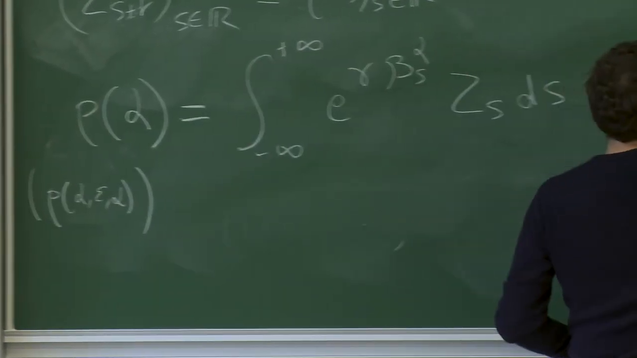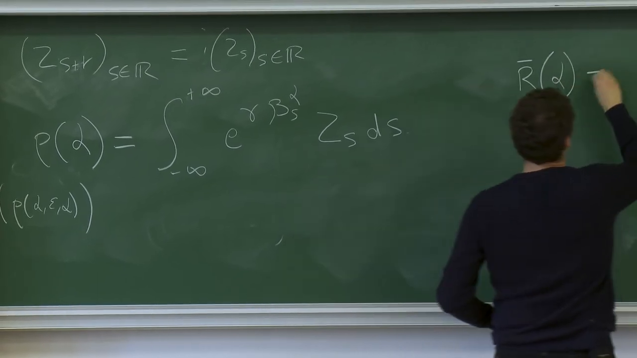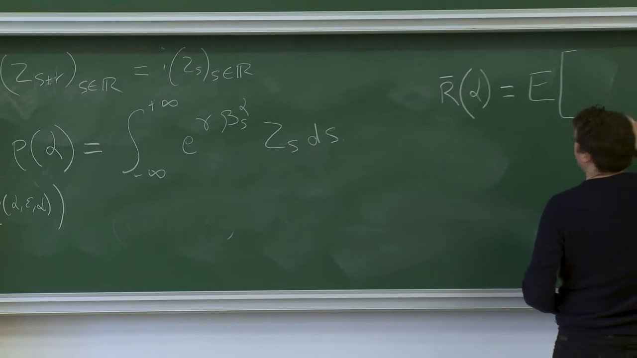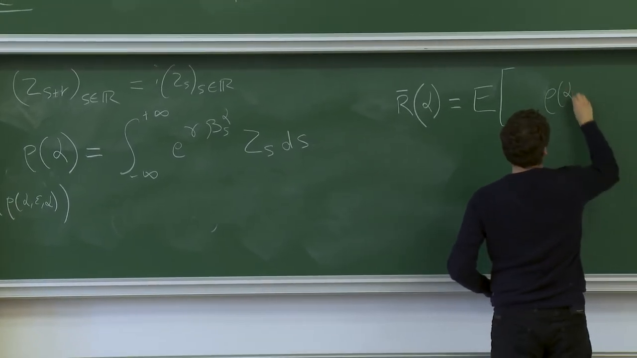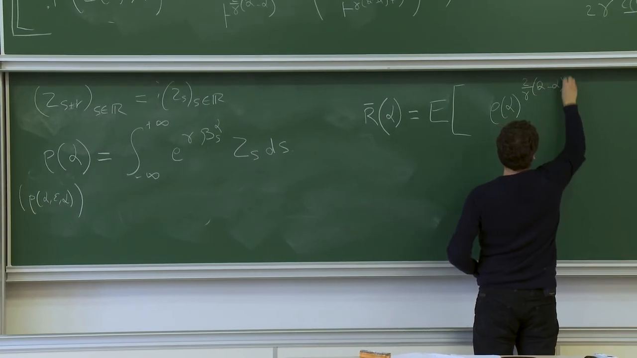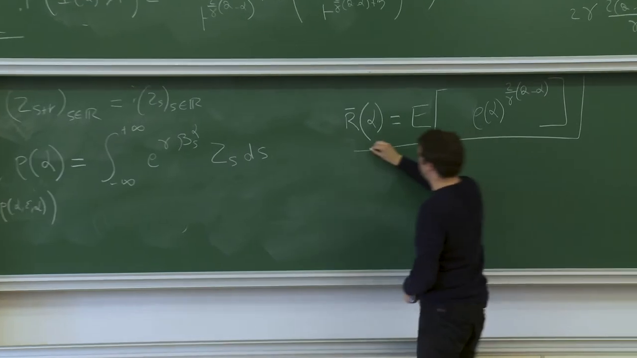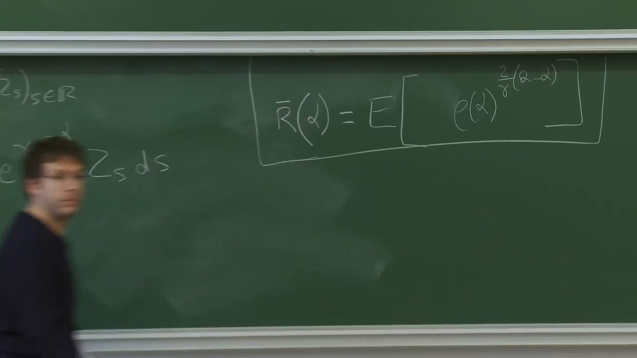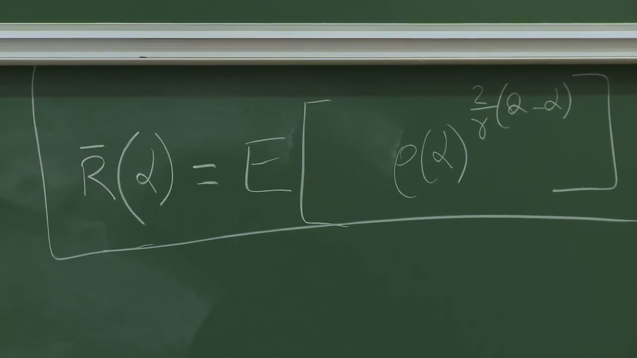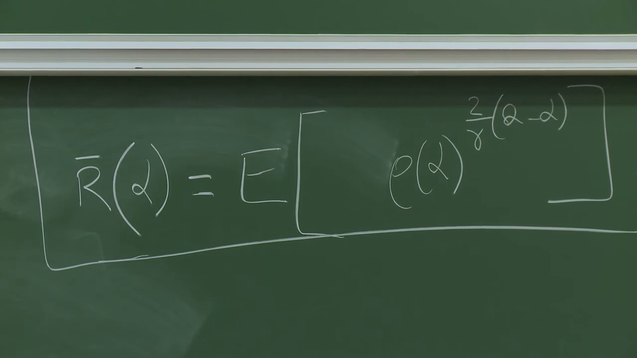R bar of alpha is the expectation of rho of alpha to the power 2 over gamma times Q minus alpha. So here's my definition. Rho of alpha is also a definition. Yes, it's a definition.